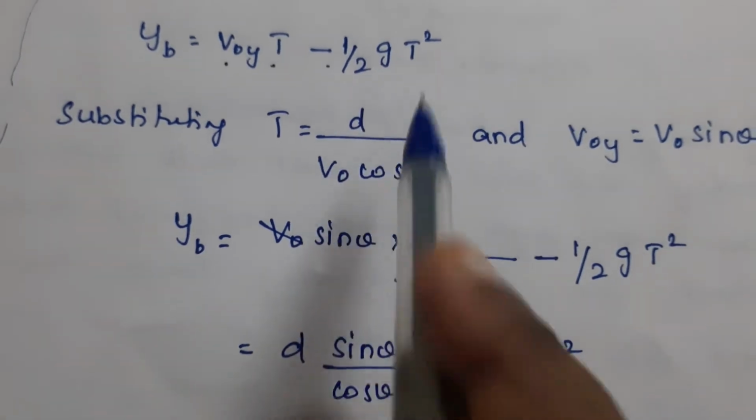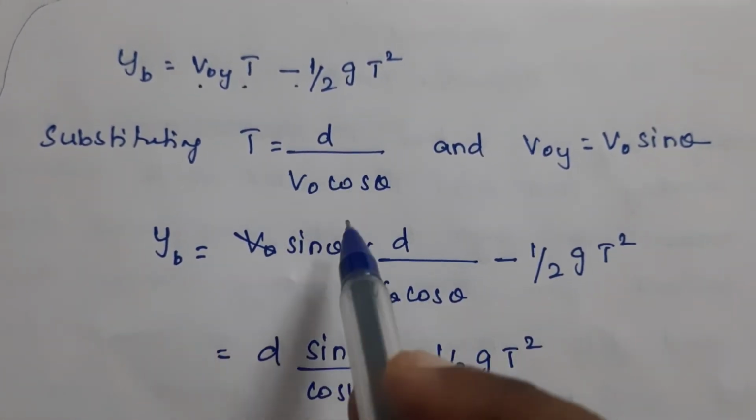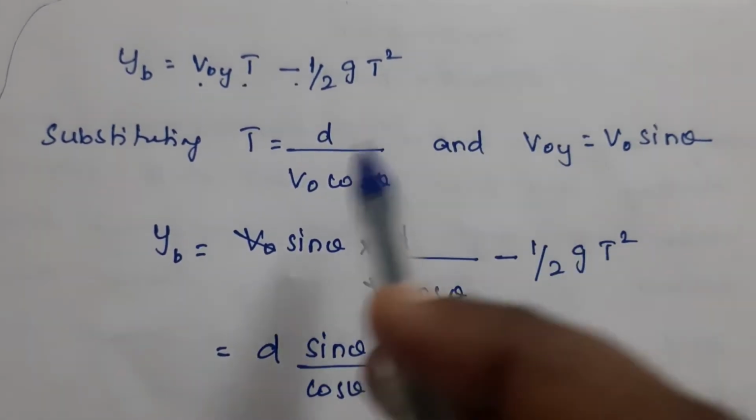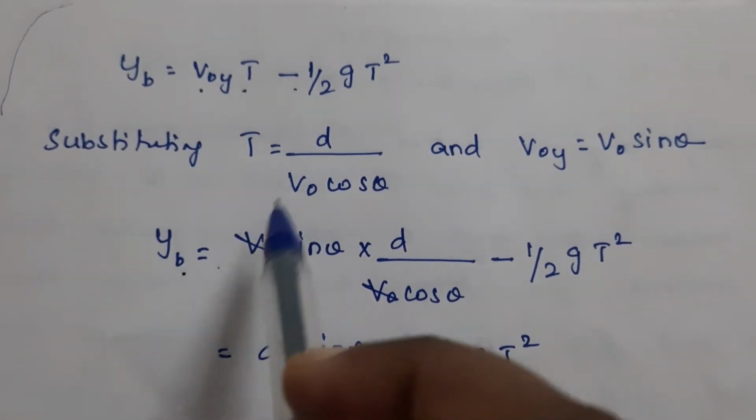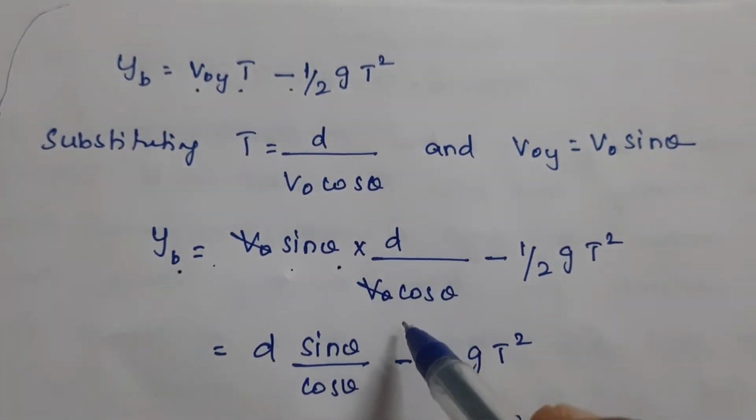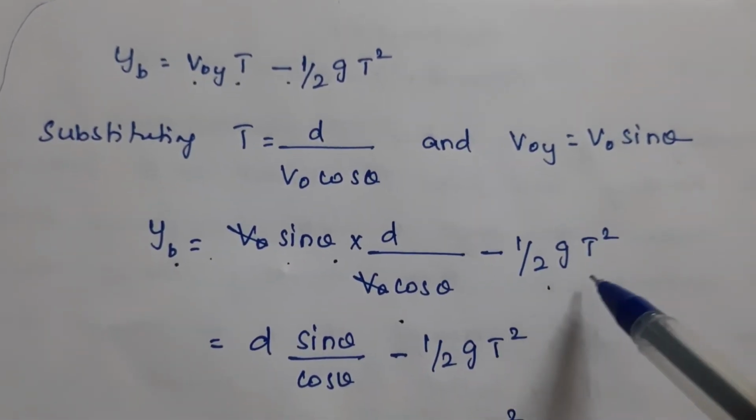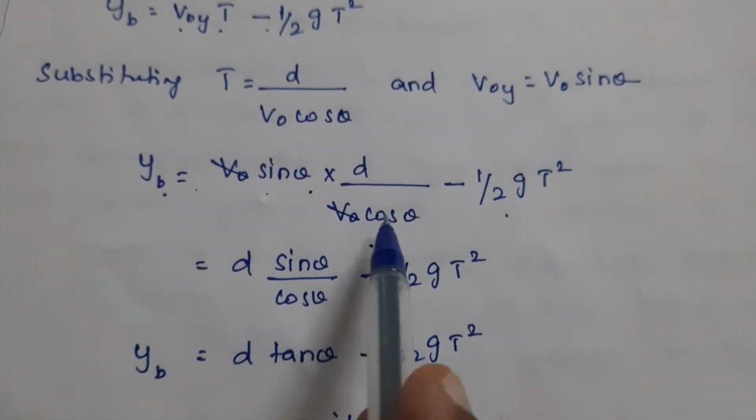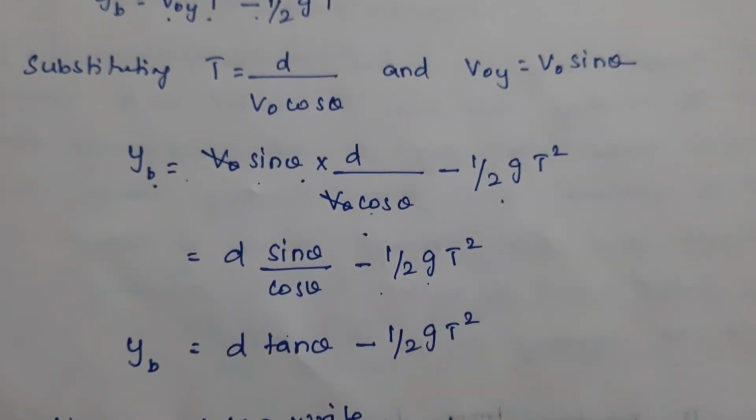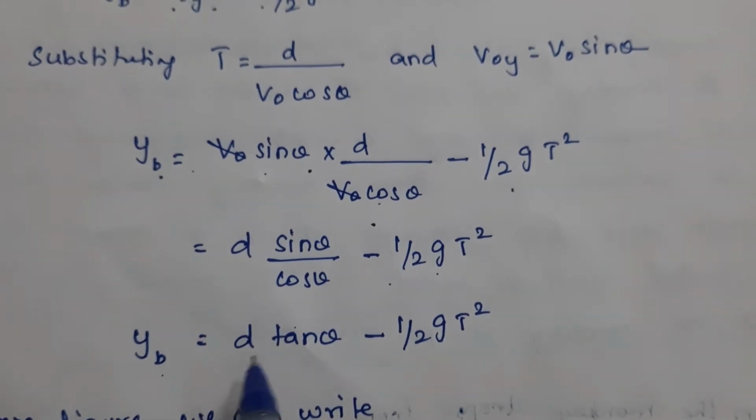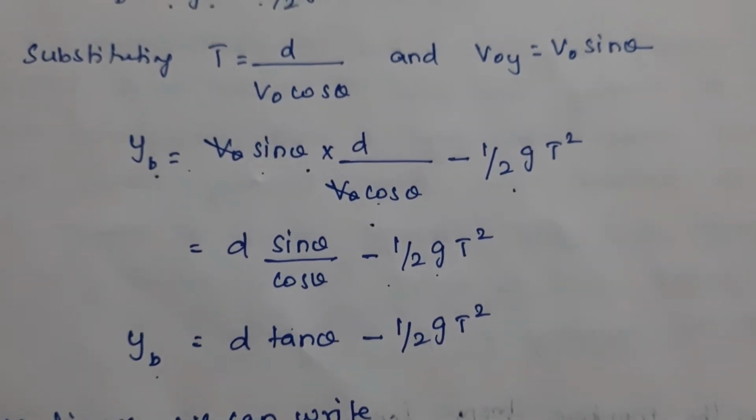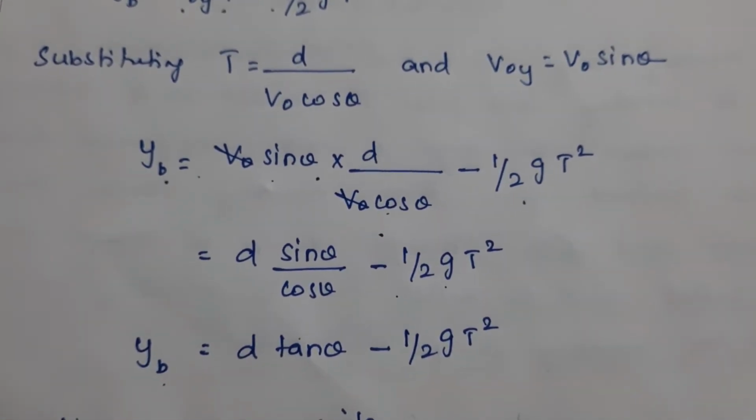Now in the above equation I am going to substitute T is equal to d by v0 cos theta and v0y is equal to v0 sin theta. While substituting, yb is equal to v0 sin theta into d by v0 cos theta, minus half gt square. So v0 and v0 get cancelled. So I get d sin theta by cos theta minus half gt square. So yb is equal to d tan theta minus half gt square. This is the vertical distance traveled by the bullet.